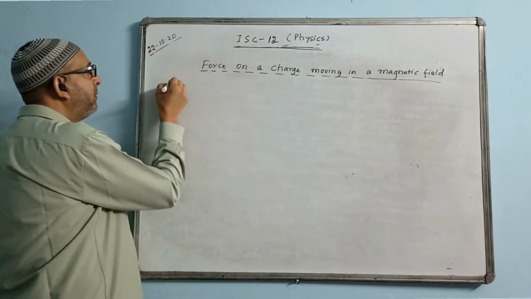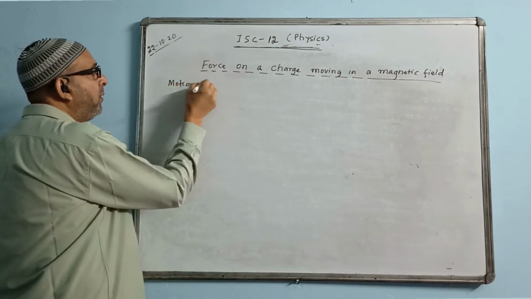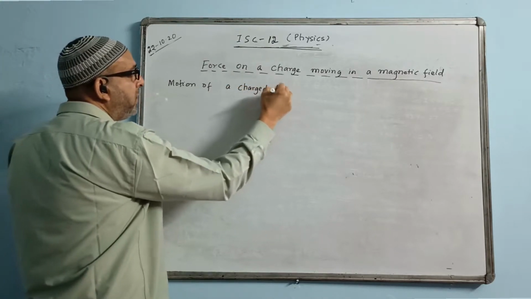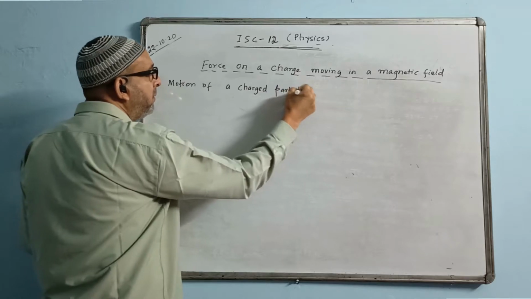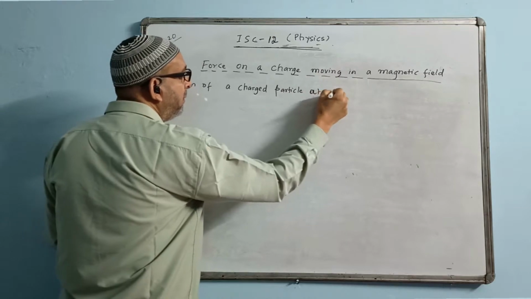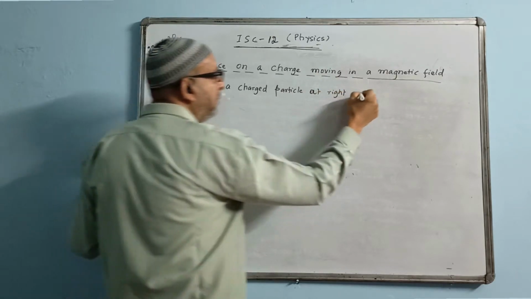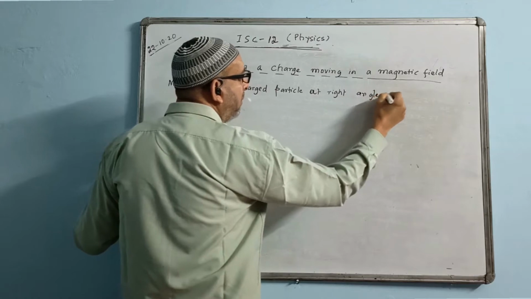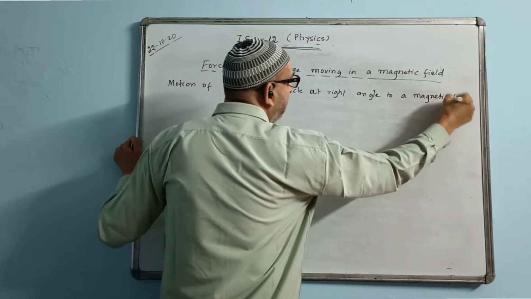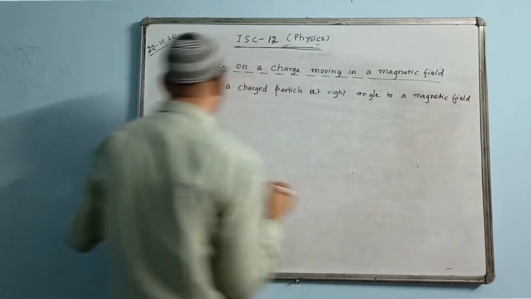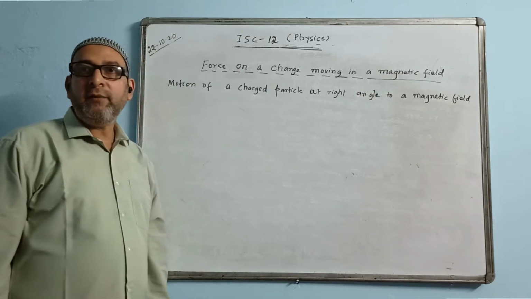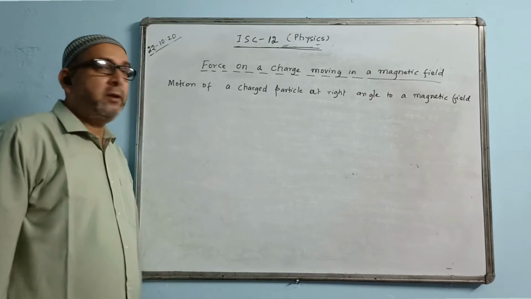Motion of a charged particle or charged body at right angle to a magnetic field. This is the field. Motion of a charged particle at right angle to a magnetic field. So now write about it.